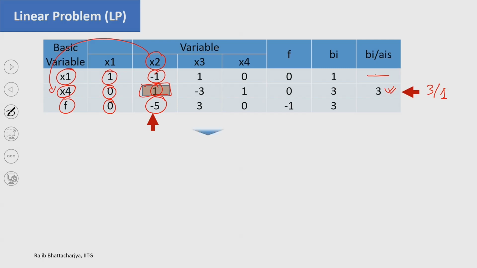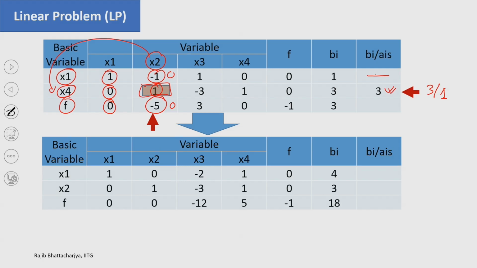Okay. So, what do you have to do? Now, we have to make this particular one, it is already 1, but this we have to make it 0, and this we have to make it 0. So, finally, we are getting this particular table.